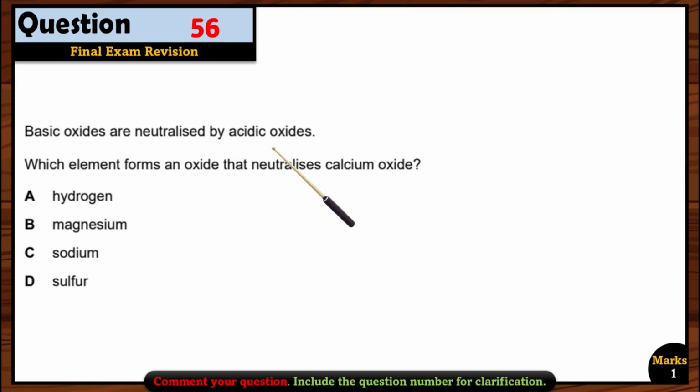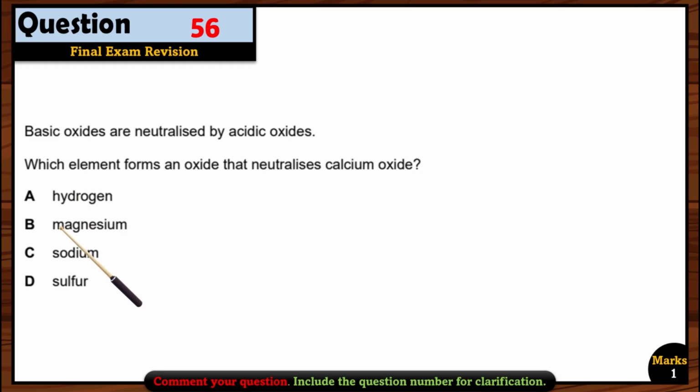Question 56. Basic oxides are neutralized by acidic oxides. Which element forms an oxide that neutralizes calcium oxide? So calcium oxide is basic in nature, right? So it means we have to find the oxide that is acidic in nature. Hydrogen forms a neutral oxide. Which one? Of course, water, right?